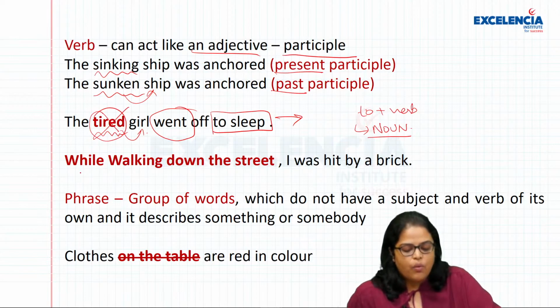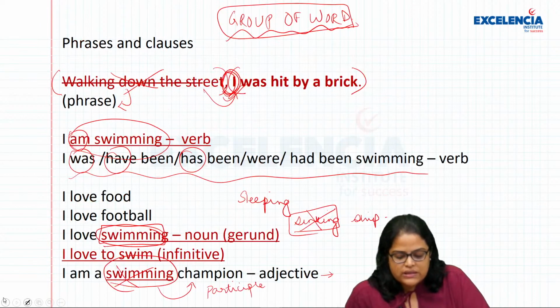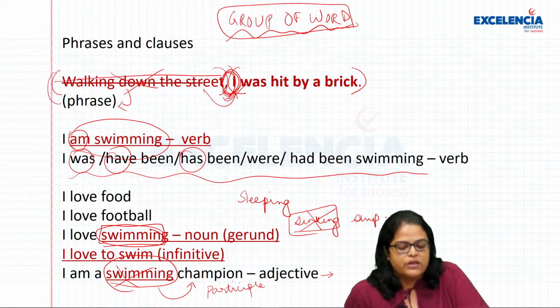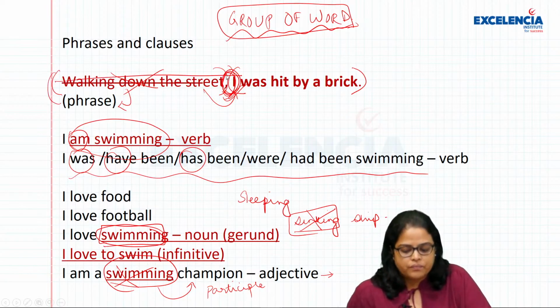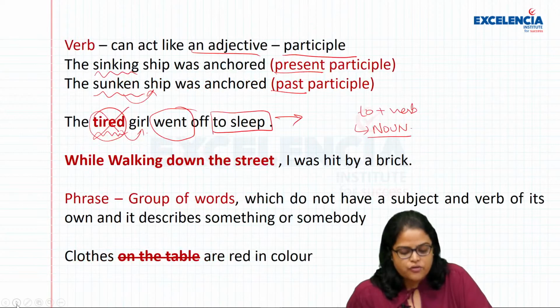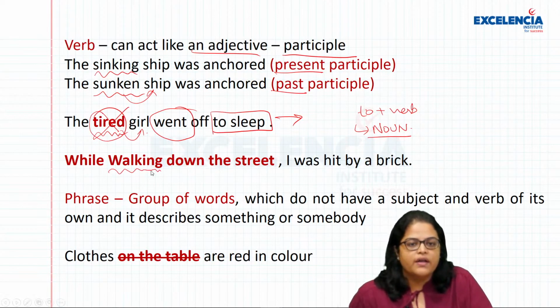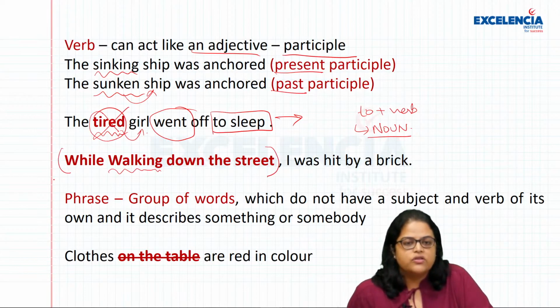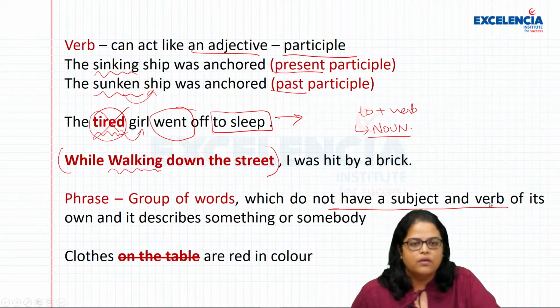So when I say, while walking down the street, I was hit by a brick, I'm just going back to that original sentence from where we started. You know, this sentence, where I said walking down the street is extra, please block this, remove this. Then I said it's a phrase. Now I'm going to explain to you why it's a phrase. It's a phrase, guys, because this walking is not a verb. In fact, while walking down the street has no subject and it does not have a verb of its own.